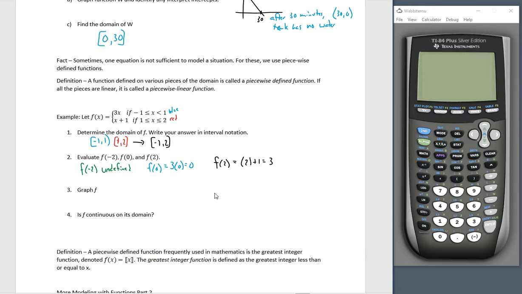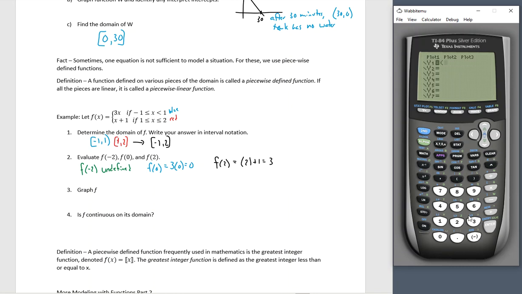All right, so we want to graph this, and I'm going to use my calculator. First thing I'm going to do is turn it on. I'm going to zoom back to a standard window. Okay, I waited it out.